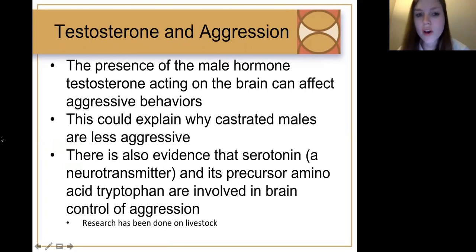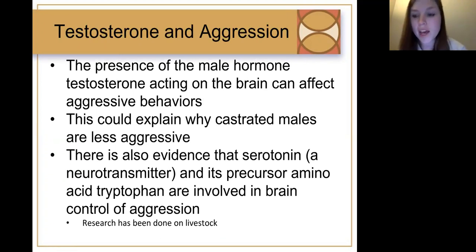So we also went over the link between testosterone and aggression. Testosterone is the male hormone that we talked about during the repro lecture. The presence of that male hormone, testosterone, acting on the brain can actually affect aggressive behaviors. So it's really important to realize that.